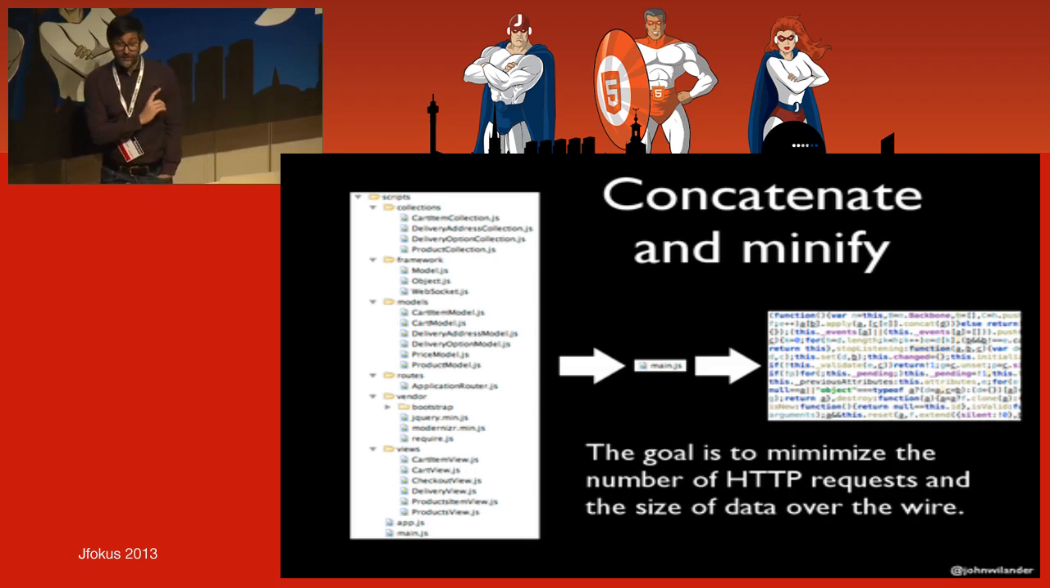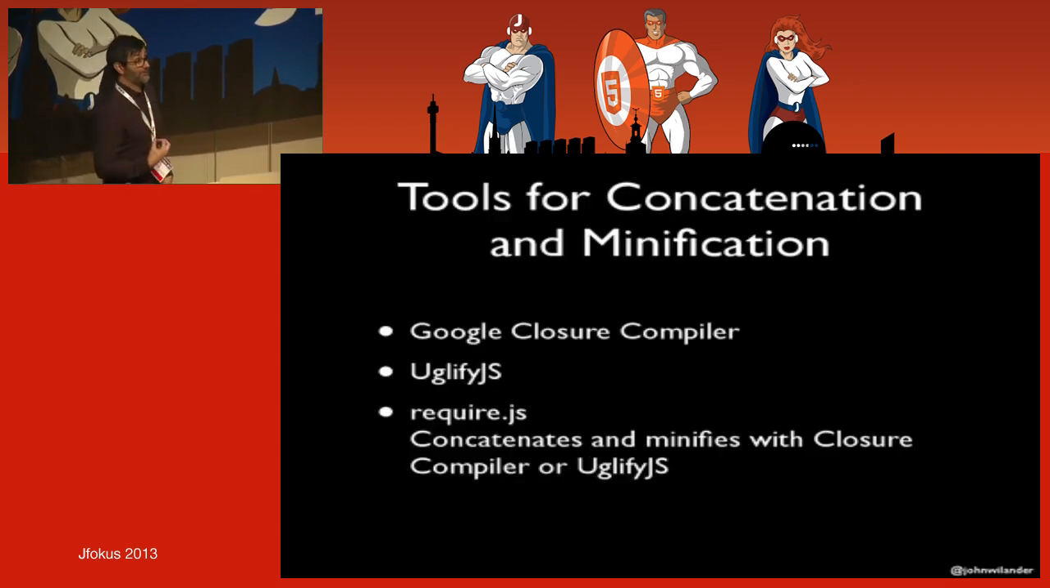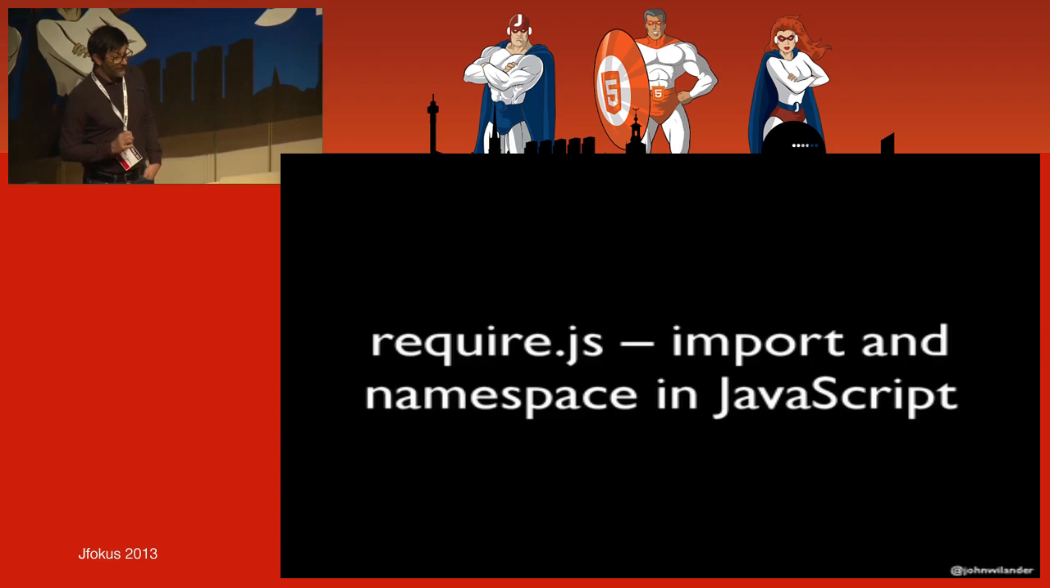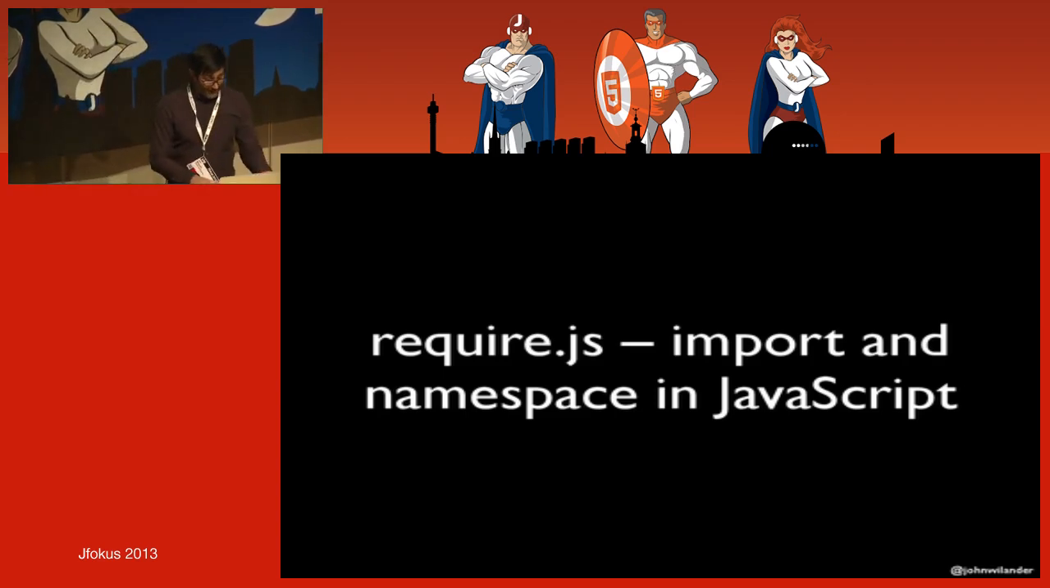The goal of doing this, concatenating and minimizing your JavaScript code, is of course to minimize the number of HTTP requests you need to get your application running in the browser, and of course minimize also the data that's actually sent over the wire. There are some tools for this. You might know them: Google Closure Compiler, Uglify.js, and the one I'm just going to give a brief demo of here. It's called Requirejs. It concatenates and minifies, and it actually uses the Closure Compiler and Uglify.js. You can switch between those.